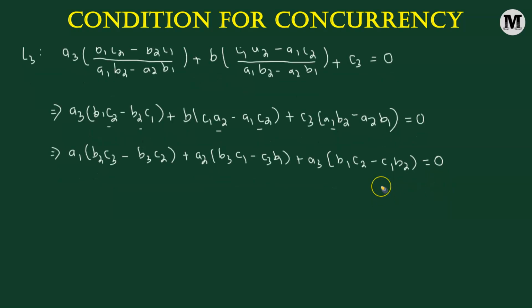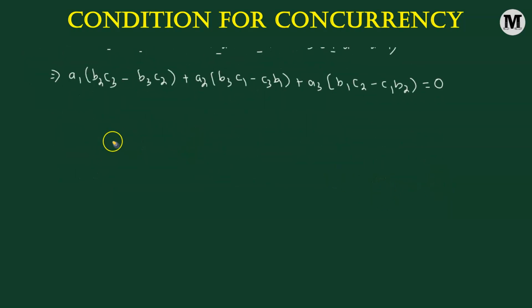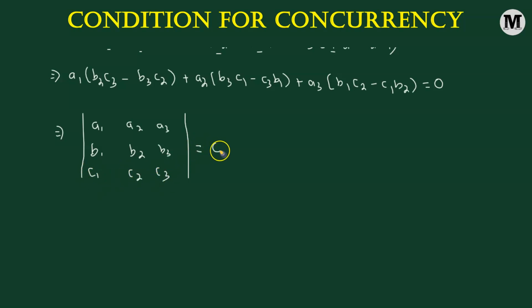Now this is actually the determinant, so it can also be expressed in determinant form. We take a 3 by 3 determinant. In the first row we have a1 a2 a3, in the second row b1 b2 b3, and on the third row c1 c2 c3. This is equal to 0. That's already given, that's 0. So this is the condition for concurrency.